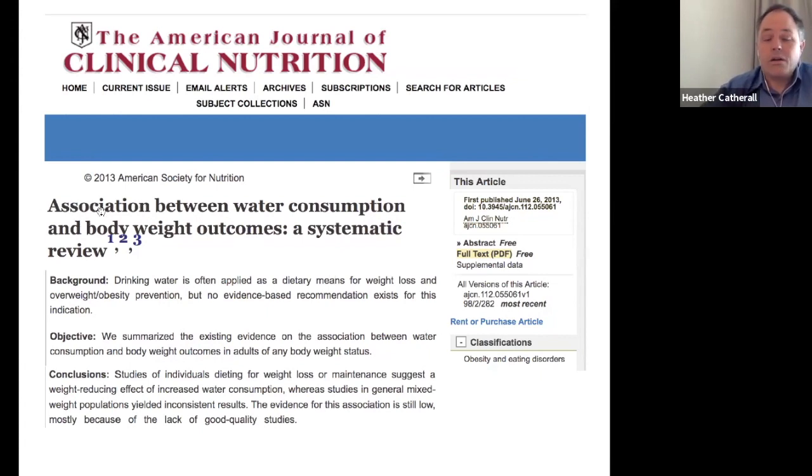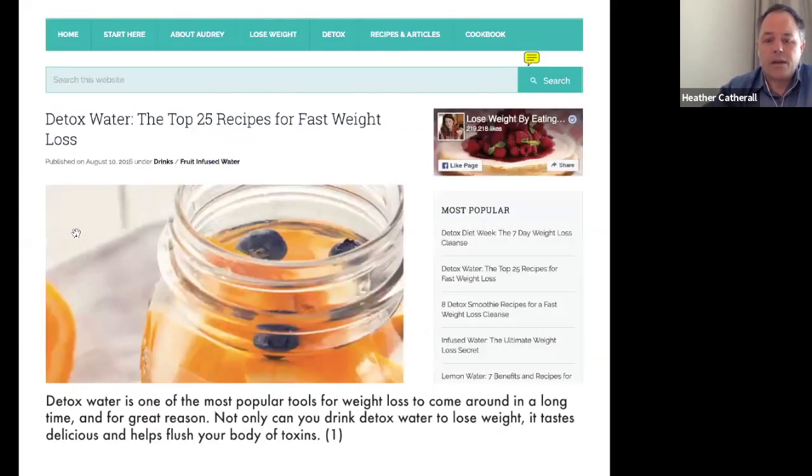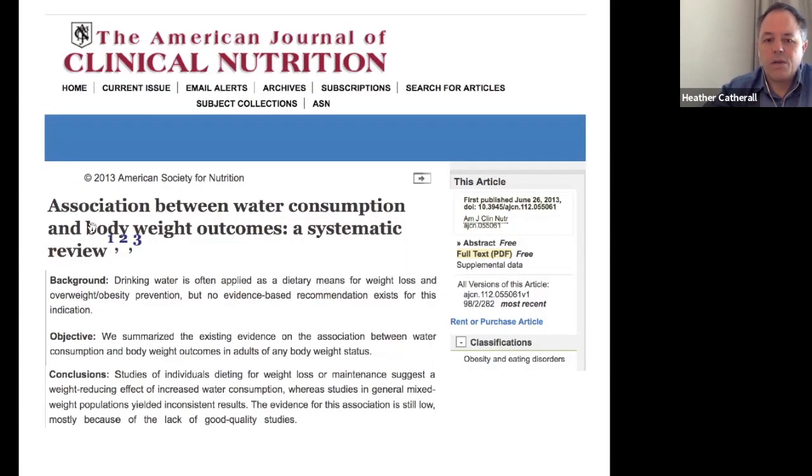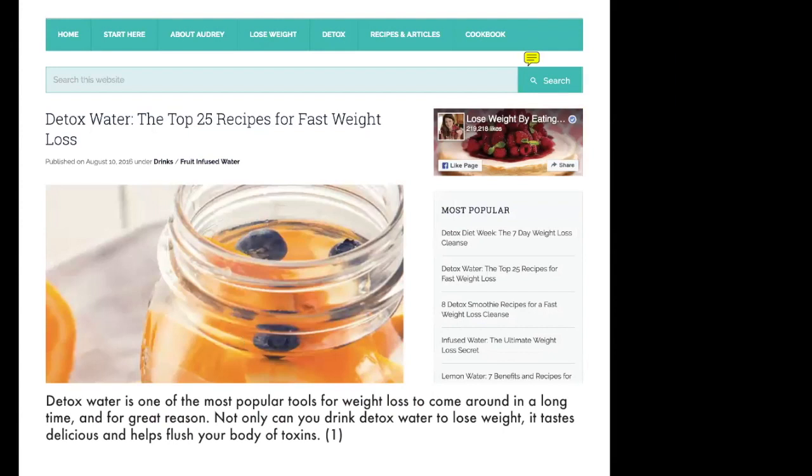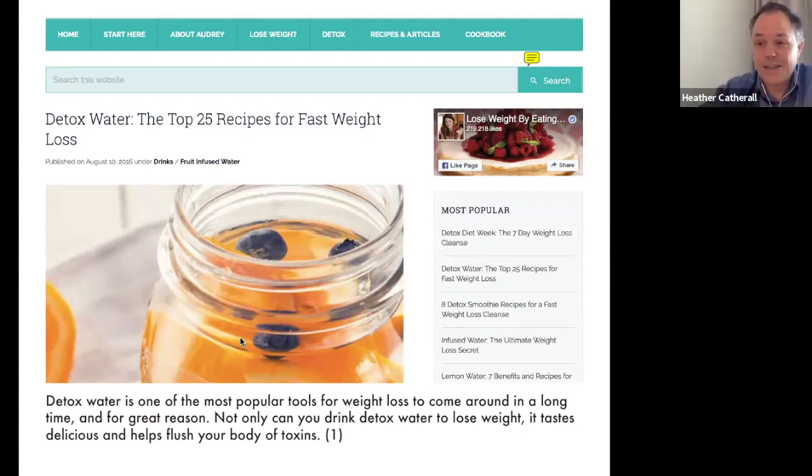But let's look at what the article is actually about: the association between water consumption and body weight outcomes. And if we go back to the previous slide, how does that compare to what's being claimed in this advertisement? So again, here we have association between water consumption and body weight versus this. Where's there a discrepancy? They're talking about just drinking water in general versus this is a detox specific type of water. Exactly, right.